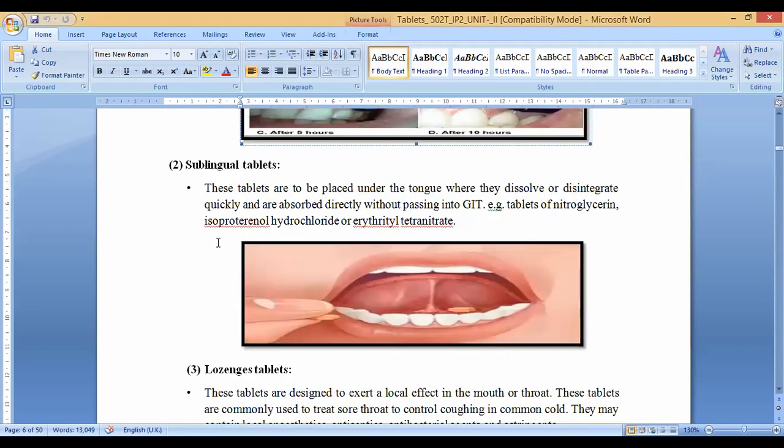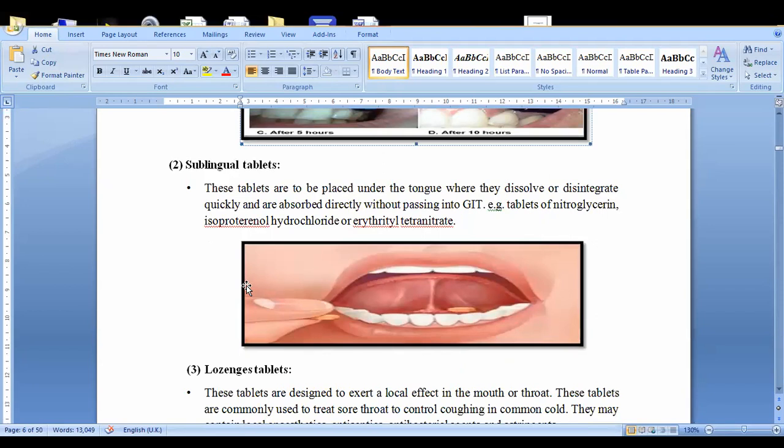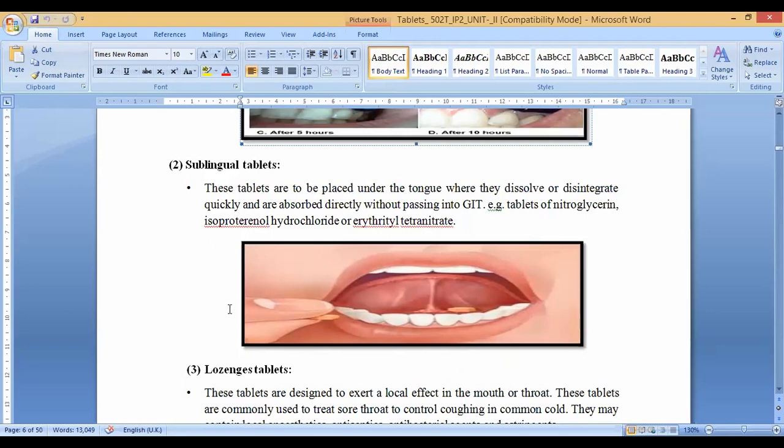Then coming to the second type of tablets given in the oral cavity, the sublingual tablets. Just for your remembrance, sublingual means beneath the tongue. So these tablets are to be placed under your tongue.